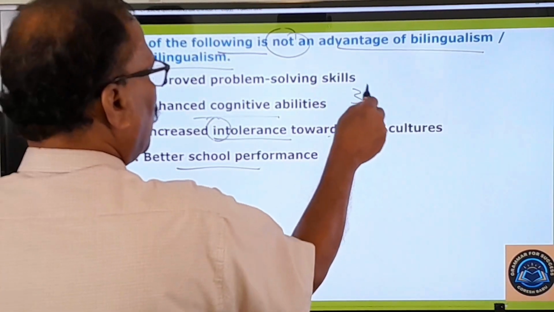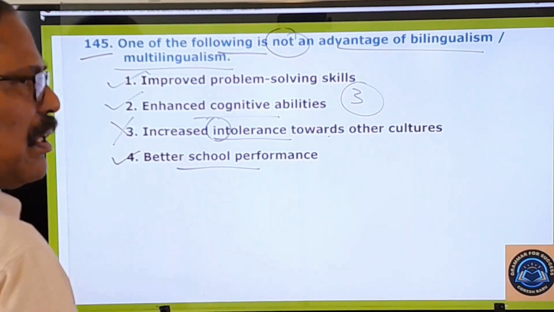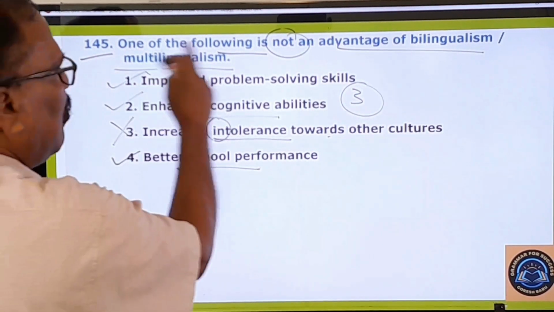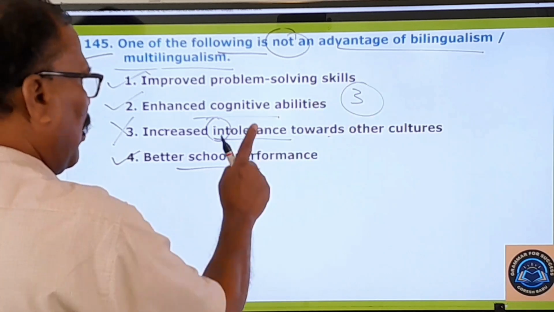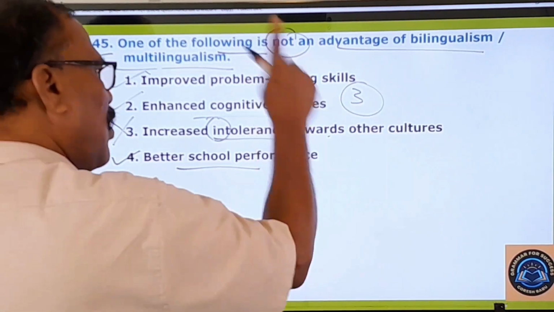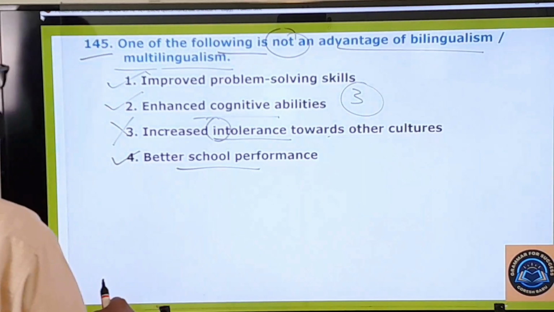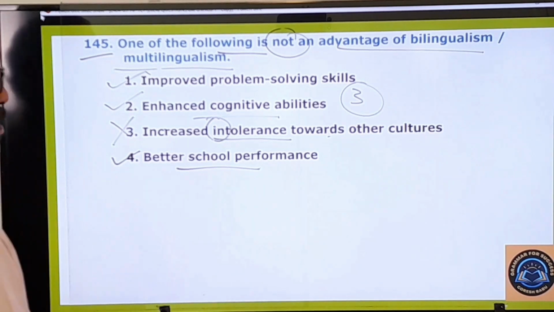So your answer choice is the third one. All others are the right ones. So they are the advantages of bilingualism. Only this is not an advantage of that. That's why it's not the advantage. Therefore, this is not the answer. Right. And here you go to the 146th question.